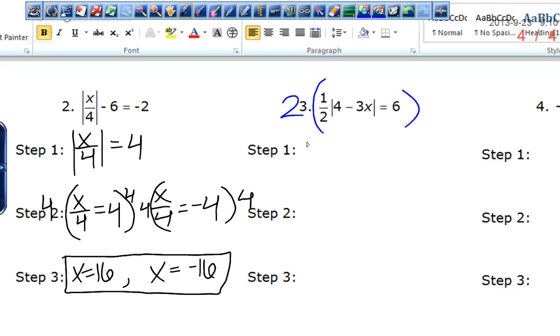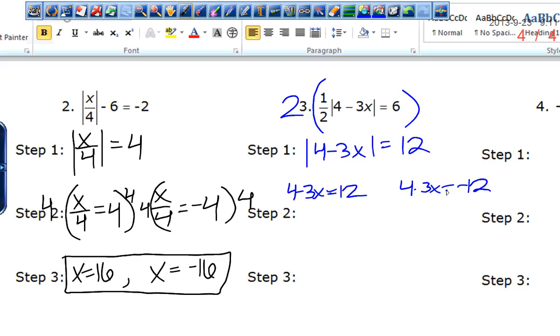So I'm going to get 4 minus 3x inside the absolute value equals 12. Next thing I do is I rewrite it twice. I'll write it small this time. 4 minus 3x equals 12. And 4 minus 3x equals negative 12. We're catching on to how we work.